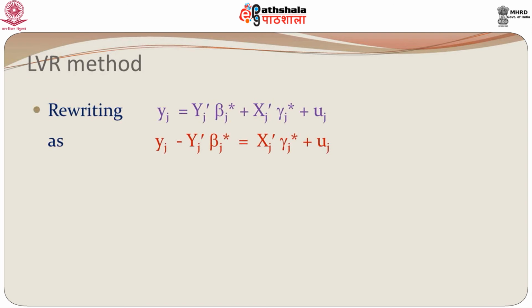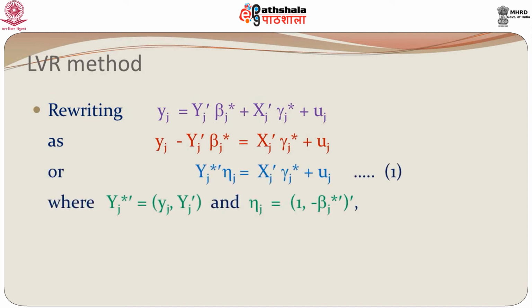Now, if you look at the least variance method, we go back to the single equation that we are looking at, the jth equation, which is y j is equal to capital Yj beta j star plus xj gamma j star plus uj. Now bring all the endogenous variables to the left hand side. So, we write yj minus capital Yj prime beta j star is equal to xj prime gamma j star plus uj. Now, write this left hand side as Yj star eta j, where Yj star is equal to small yj and capital Yj prime, and eta j is 1 minus beta j star.